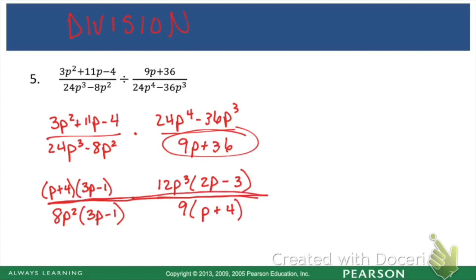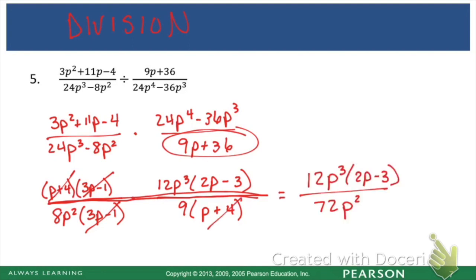Okay, so now I'm going to look across the numerator, look across the denominator, and see if there's anything I can cancel. So I see that I have a 3p minus 1 that I can cancel out. I have a p plus 4 that I can cancel out. Let's write down what I have so far. So on the top, I have 12p cubed times 2p minus 3. On the bottom, I had to multiply this 8p squared times 9. That's where I got my 72. And then I also had a p squared.